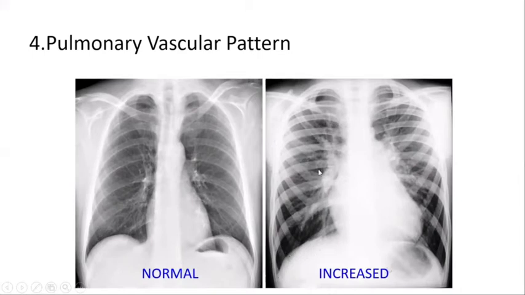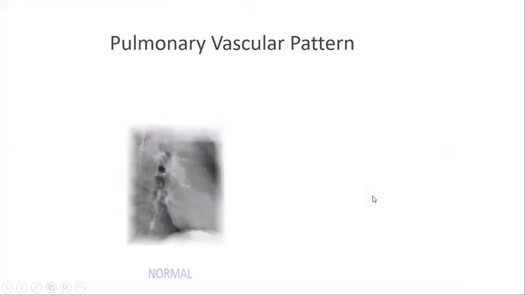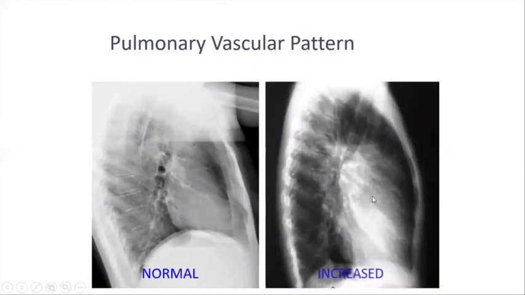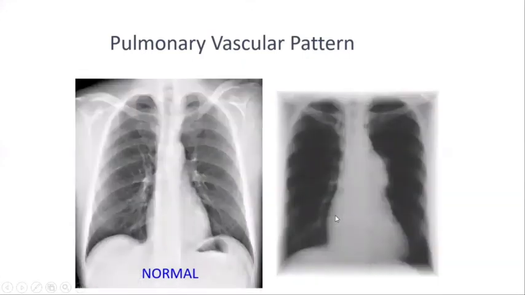Now see here how there is an increase in vascular prominence of the pulmonary branching, and there is also interlobular thickening. Now on lateral view, this is the normal pulmonary vascular pattern. See this shadow, this opacity is the pulmonary vasculature, and how the pulmonary vasculature is more prominent. These markings are increased in pulmonary hypertension.